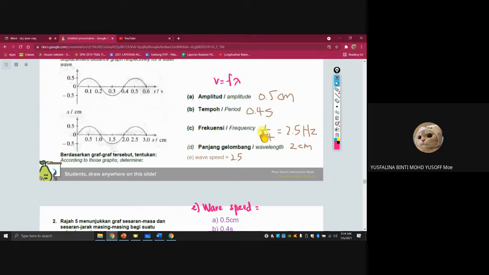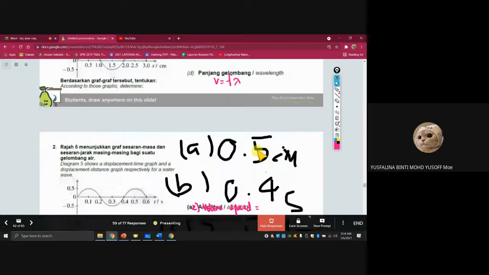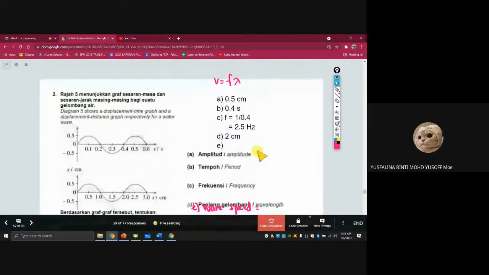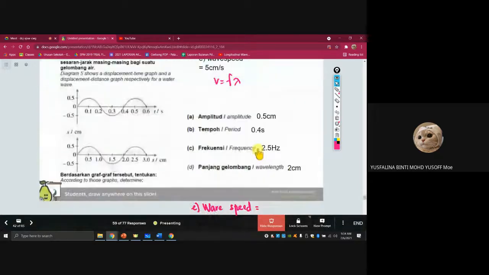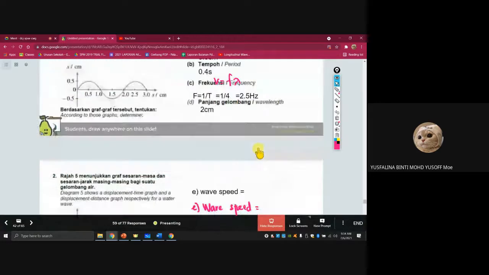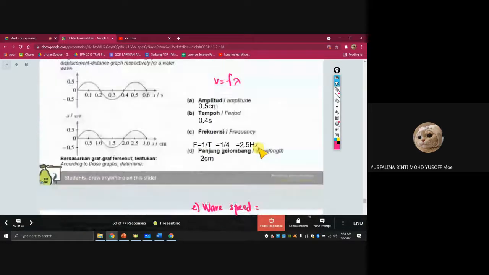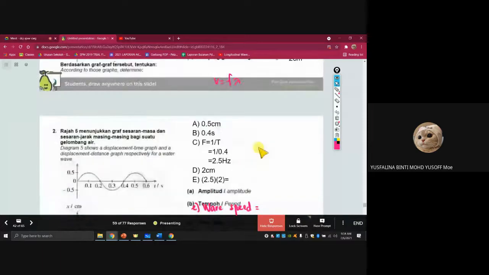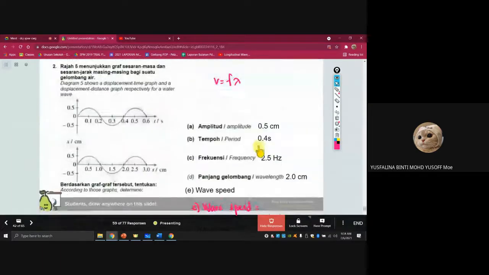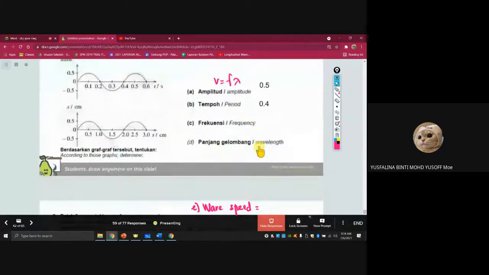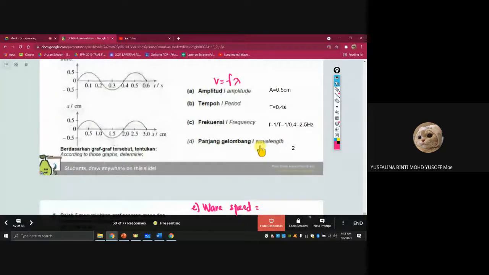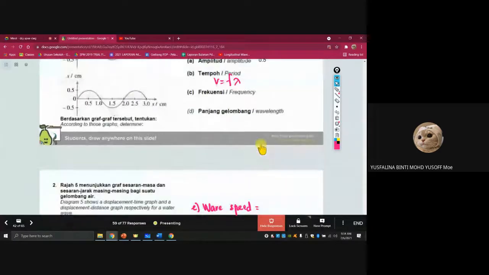Okay, so I see most of you already got the answer. Wave speed, the unit for wave speed is cm s^-1.